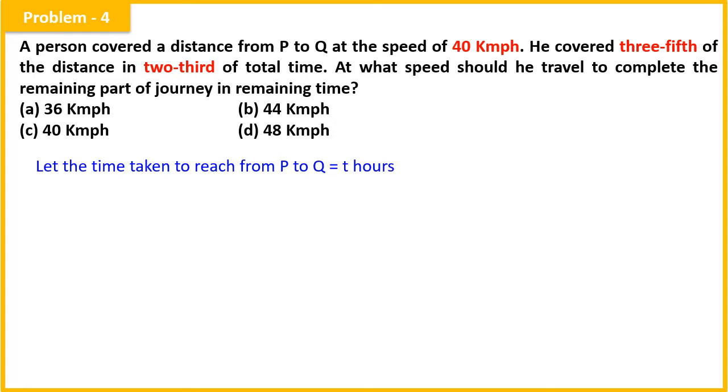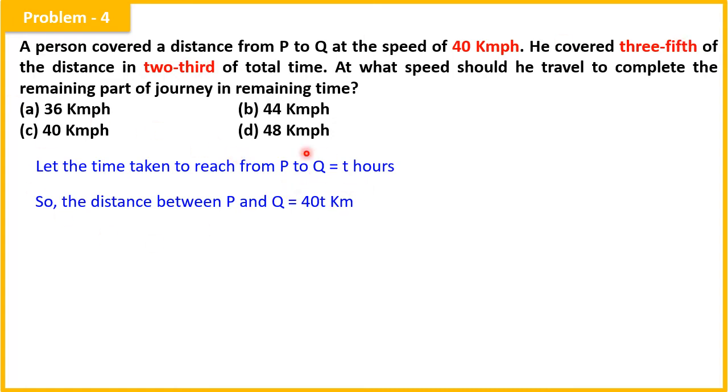So what is the distance between P and Q? If his speed is 40 kilometers per hour, he reaches on time. So distance is the product of speed and time. So obviously the distance between P and Q is speed 40 multiplied by time t, that is equal to 40t kilometers. Now it is said in the problem that he covered 3/5 of the distance.